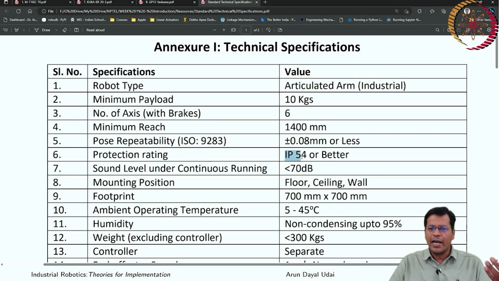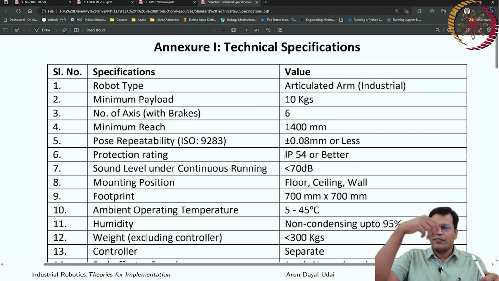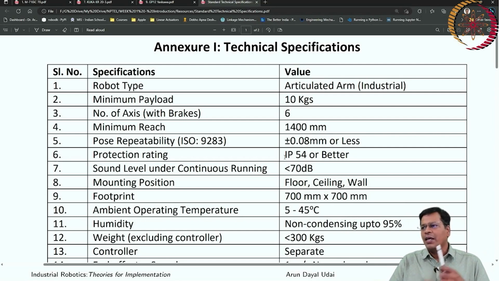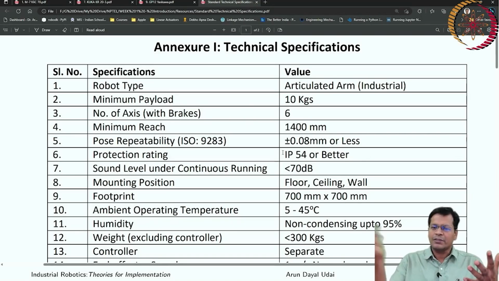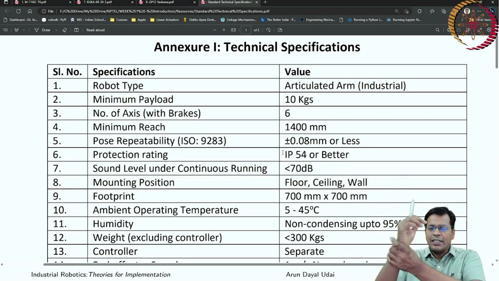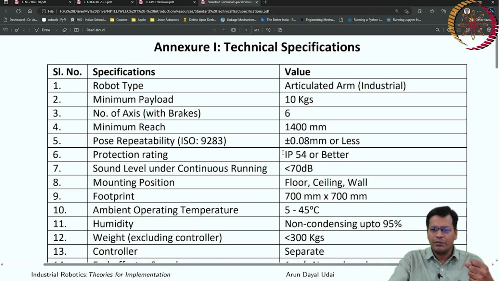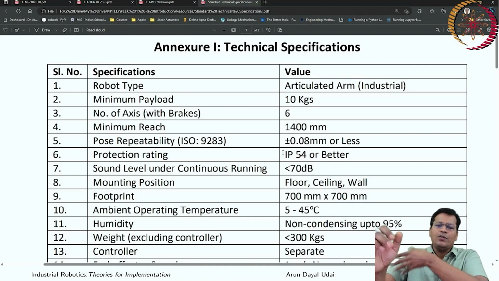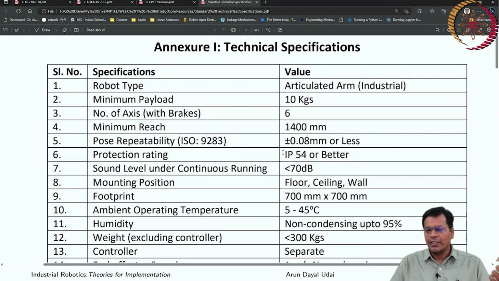Protection rating should be IP54, but for the end effector, a few robot manufacturers give you a good protection rating, IP54 for the motors and the rest of the body of the robot, but for the wrist it is IP65, which is of a higher class, because it is the wrist that gets very much into the system, that handles the task. That should be more rugged as compared to the rest of the robot, as compared to different parts of the robot. Your wrist should be stronger. It should sustain more dust, more water and those things.